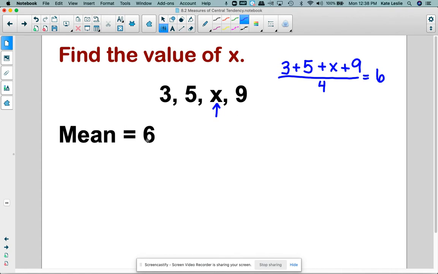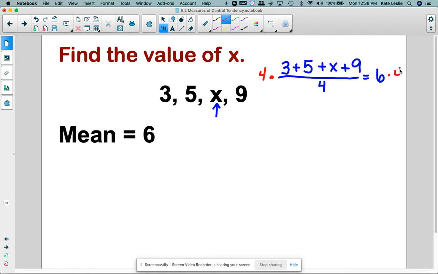Does everyone see how I got that? Because this is how you find the mean. You add the numbers together and divide by however many numbers there are, and that would equal our answer of the mean. Okay, the problem is, though, we've got this x right here. So the first thing I want to do is get rid of this division sign and the 4. So the opposite of dividing by 4 is multiplying by 4. So I'm going to multiply each side of my equation by 4.